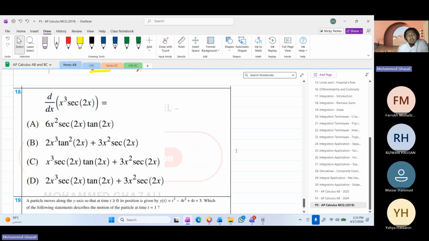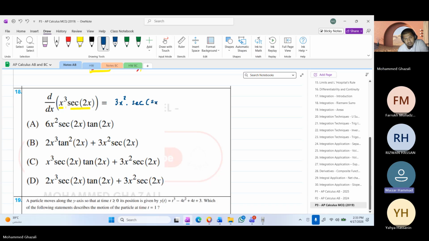Let's continue here now. You are differentiating x cubed times sec 2x. So obviously this is product rule mixed with trig. So we are going to use the product rule. Derivative of x cubed, anyone? 3x squared times sec 2x plus x cubed times the derivative of sec 2x. Wait, do the derivative of sec 2x: sec 2x tan 2x, because the derivative of sec x is sec x tan x.